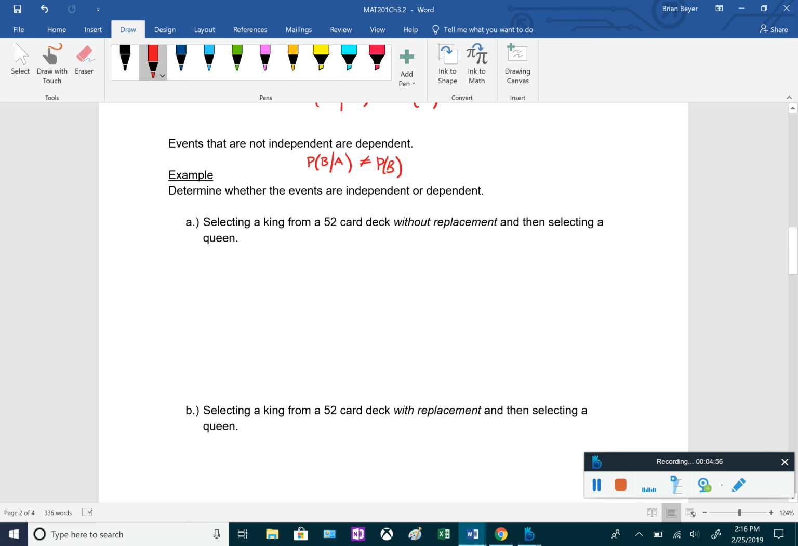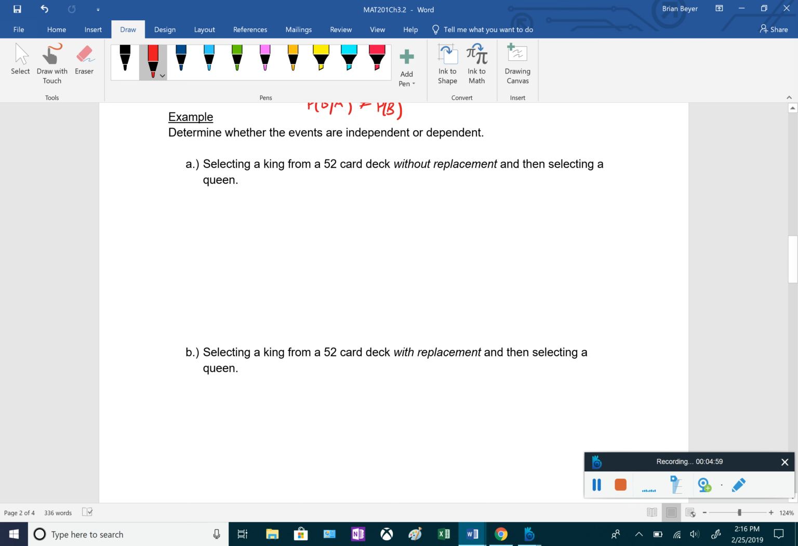Let's do this example right here. Let's determine whether or not the events are independent or dependent. The first one is selecting a king from a 52 card deck without replacement and then selecting a queen. What we want here is the probability of selecting a queen given that we selected a king and did not replace it. We actually did this one on the first page. There were 4 queens left, but only 51 cards left because it was without replacement.